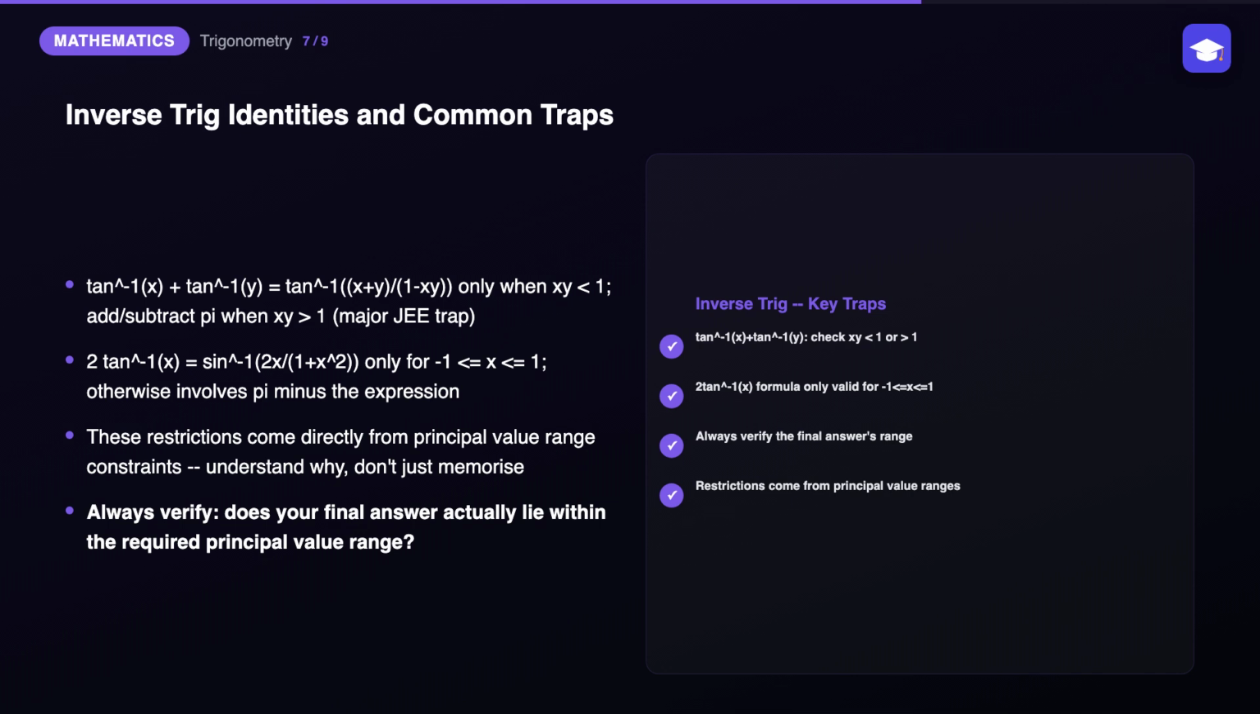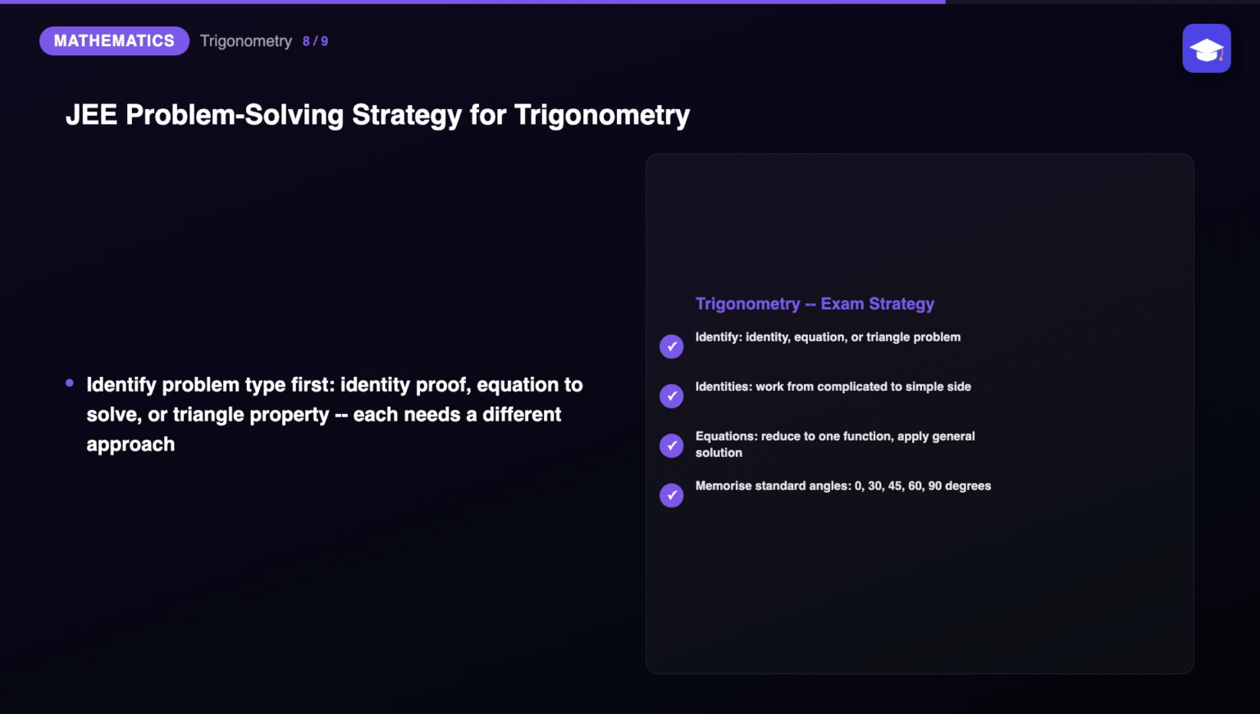When solving any inverse trigonometric equation, always explicitly verify that your final computed answer actually lies within the required principal value range. An algebraically correct value that unfortunately falls outside the valid principal range must still be firmly rejected as invalid. For any JEE trigonometry problem, first identify exactly what type of problem it is: an identity to prove, an equation to solve, or a triangle property to apply, since each of these three problem types calls for a distinctly different, specific strategy and approach.